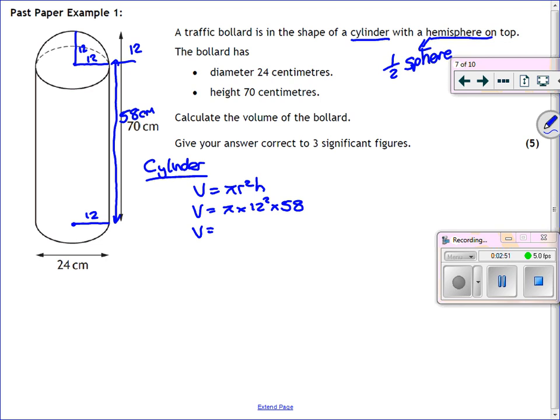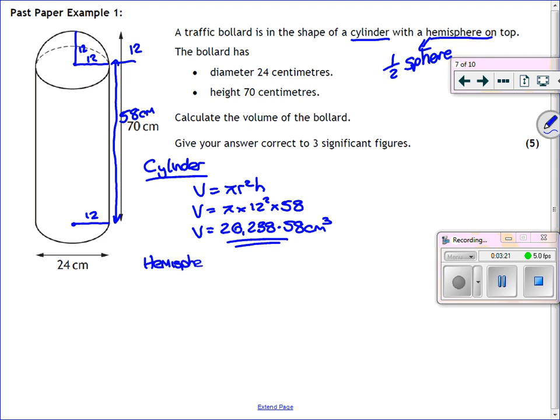So pi times 12 squared times 58, which is going to be 26,238.58 cubic centimetres. So cylinder done. Next we'll deal with the hemisphere.